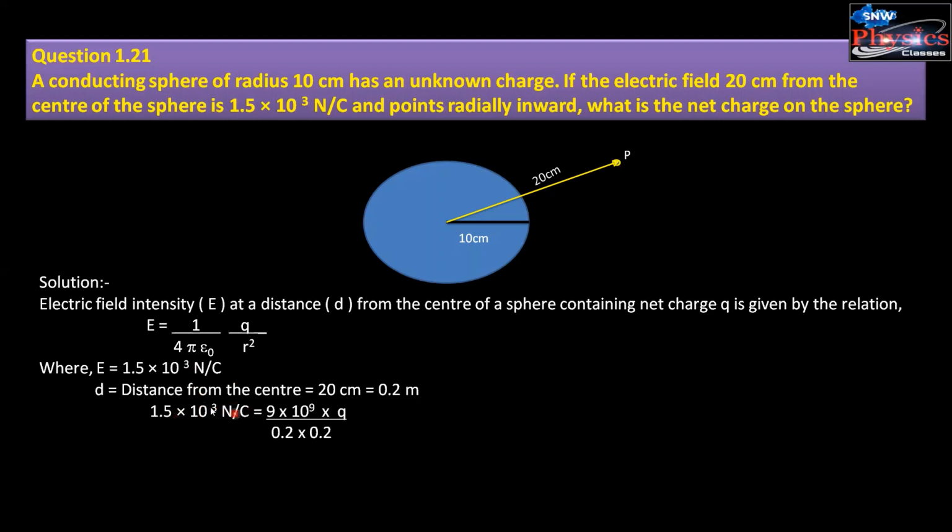1.5 into 10 to the power 3, that is the value of E, equals 1 by 4 pi epsilon naught, 9 into 10 to the power 9, into Q divided by r square, that is 0.2 into 0.2. On calculating this, we will get 6.67 into 10 to the power minus 9 coulomb, which is equal to 6.67 nano coulomb. ठीक है, minus 9 को हम लोग लिख सकते हैं nano coulomb. Therefore, the net charge on the sphere is 6.67 nano coulomb. This is the required answer.